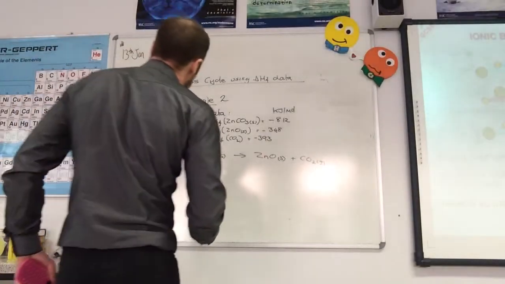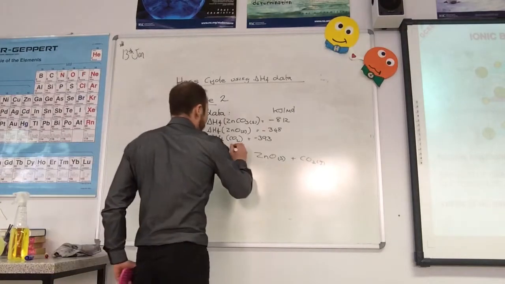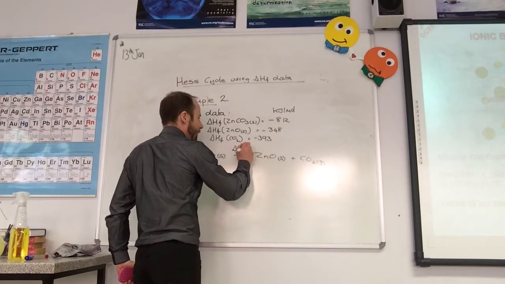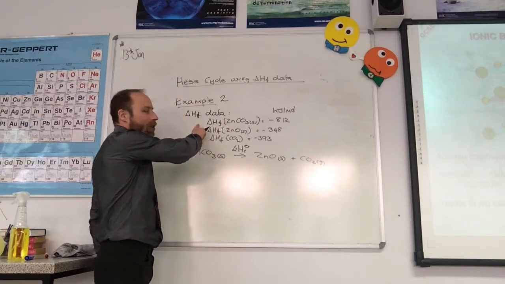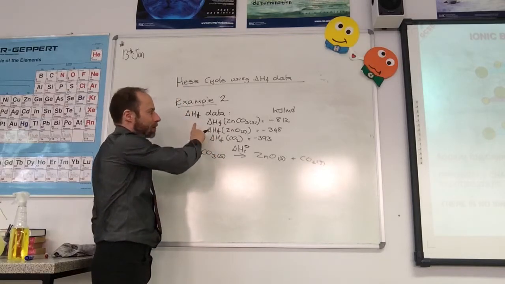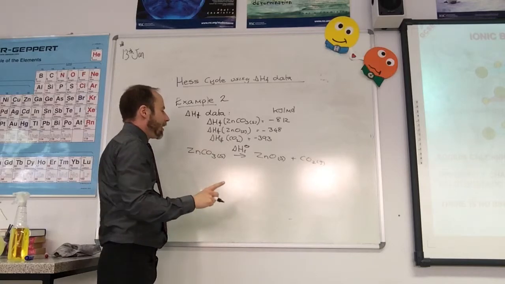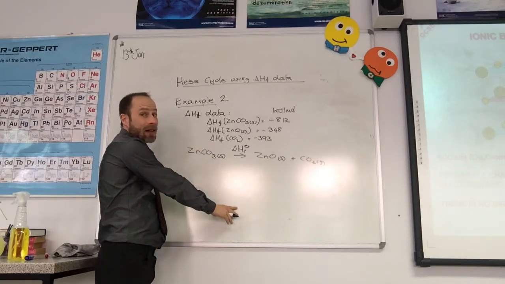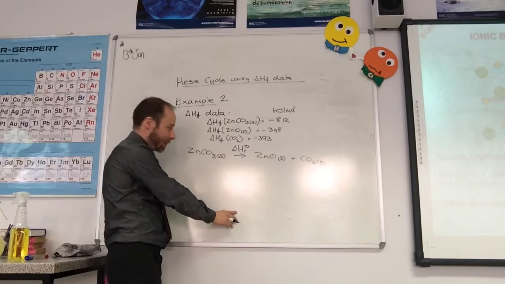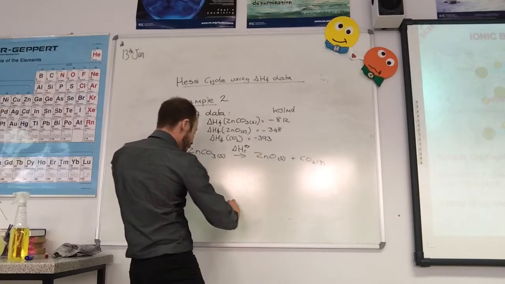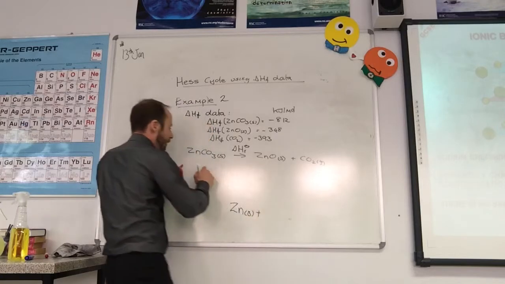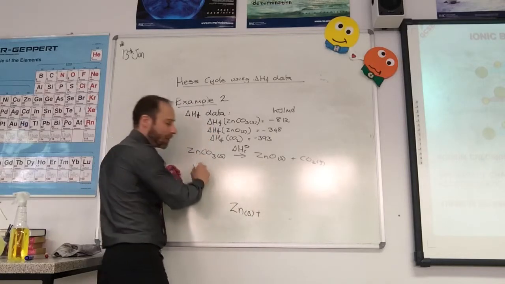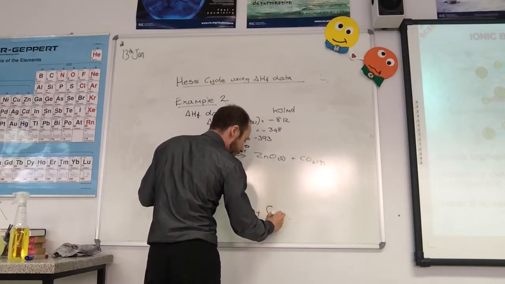So example number 2. This is what I want to find. Delta HR. They've given me delta HF data. So, what do I need to put down here? I need to put my elements. So, going through the elements, I'm going to end up with zinc, which is going to be solid. Carbon is going to be solid.